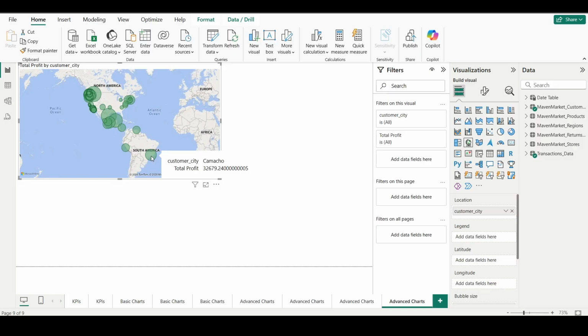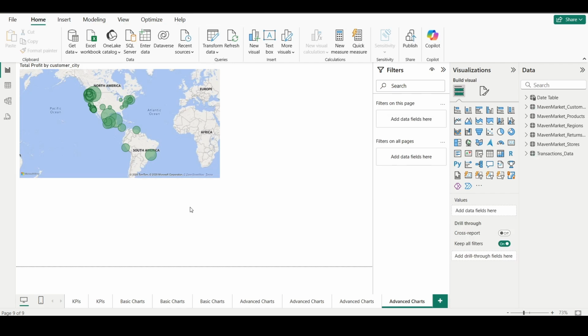If you hover on any bubble, you will see the value of total profit from that particular customer city. We can see that larger bubbles indicating cities with higher profits. And this chart helps us analyze regional profitability, detect underperforming areas, and optimize pricing or cost strategies. Control S to save the changes.